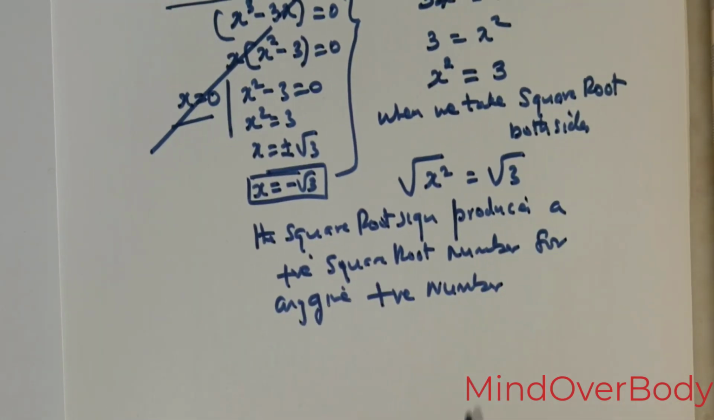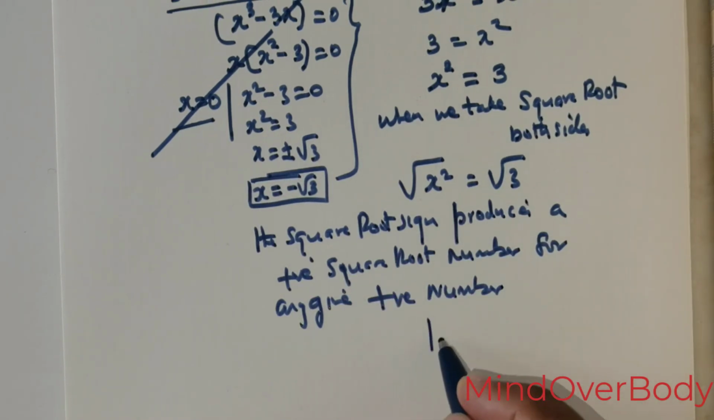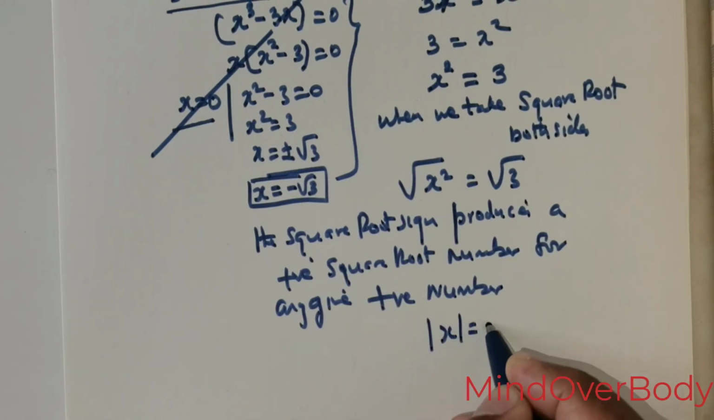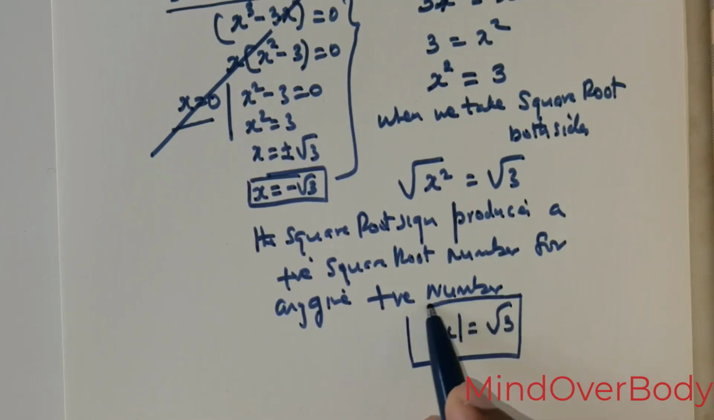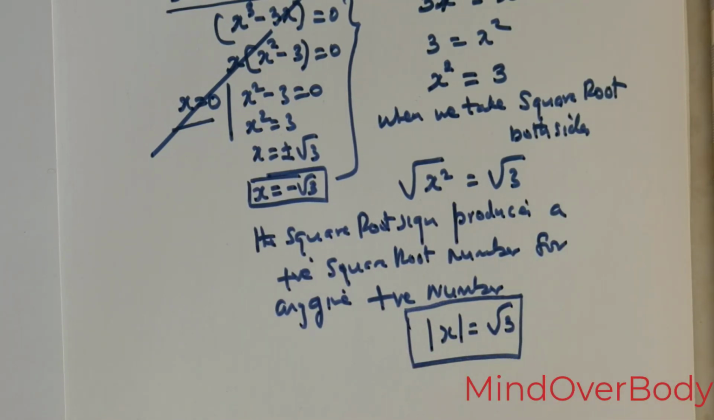So for the outcome to be positive, we should write modulus of x is equal to root of 3. So this is the most important point that has to be present in the solution. For the value of x, the outcome should always be positive.